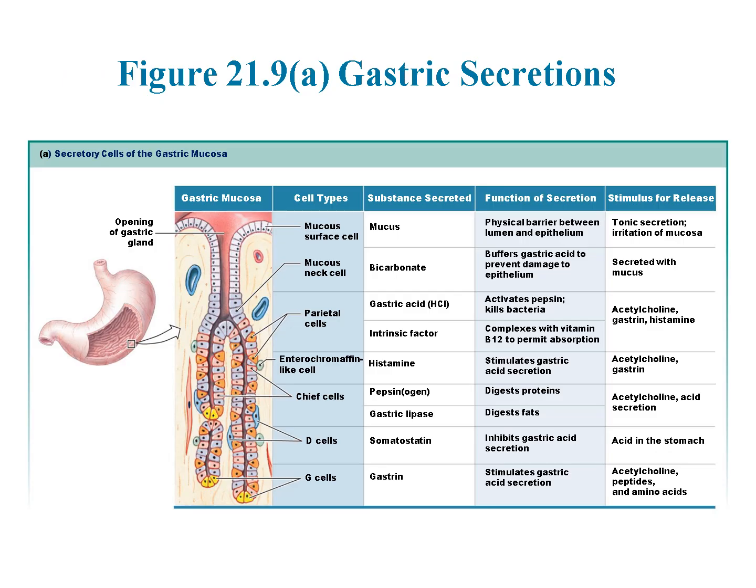The stomach lining, also known as the gastric mucosa, contains specialized secretory cells that produce substances essential for digestion and protection.